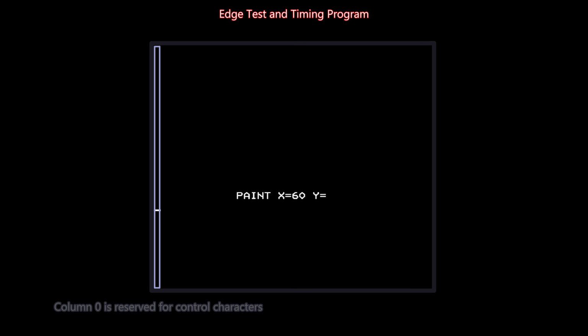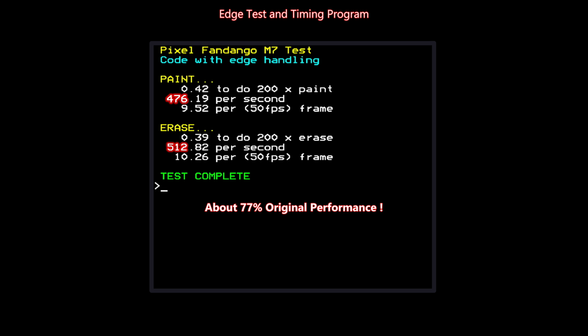Here's a test program I put together. It has a set of coordinates chosen to exercise the sprite paint in various positions. It also measures the paint and erase performance. We can see that the new functionality has reduced performance a little bit.